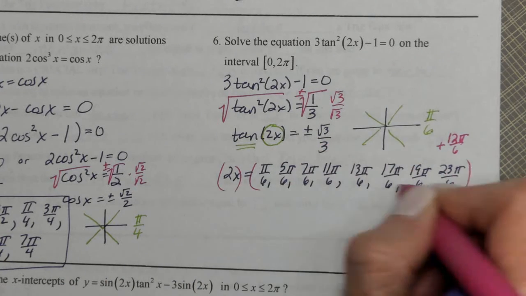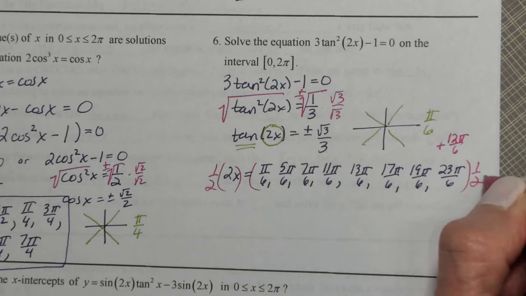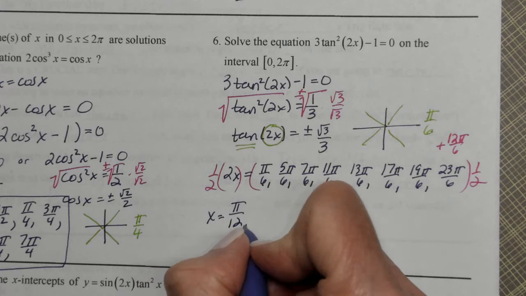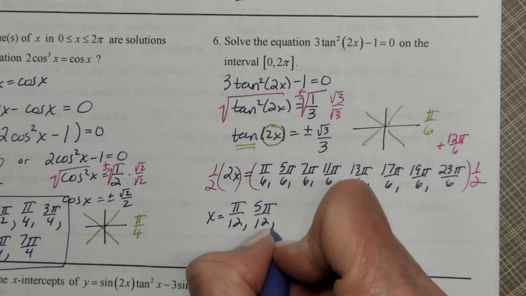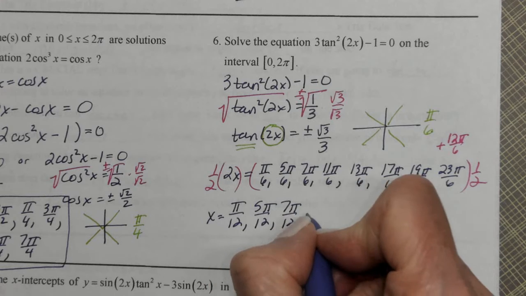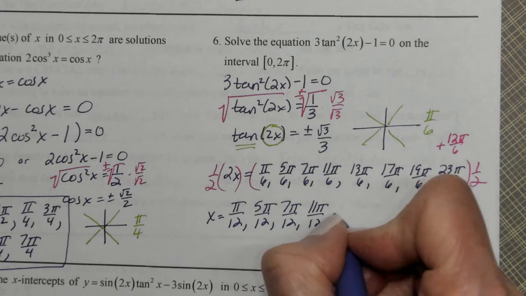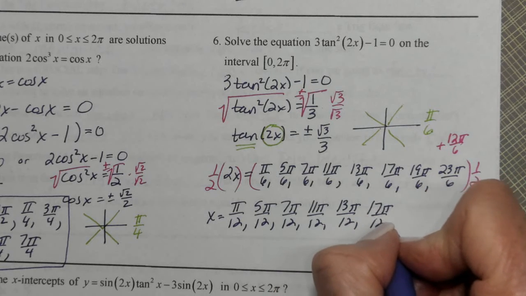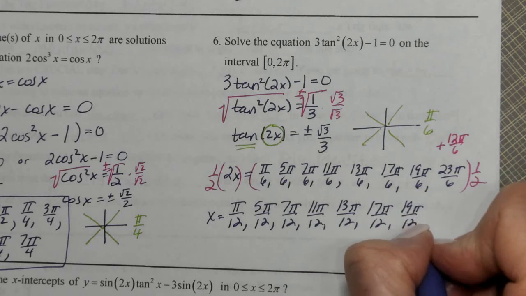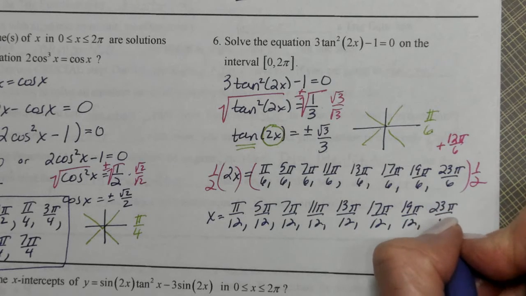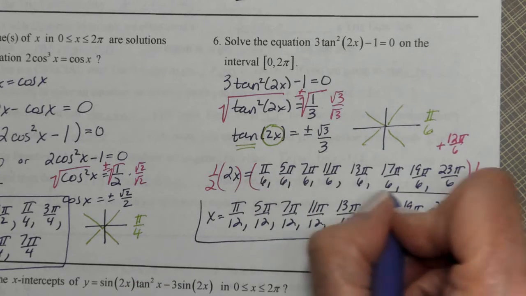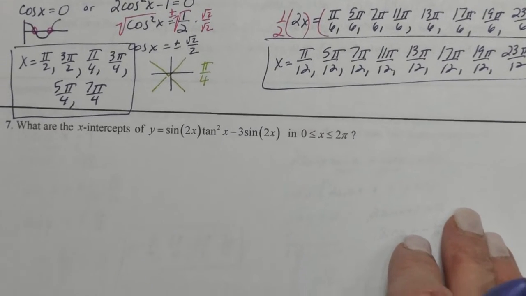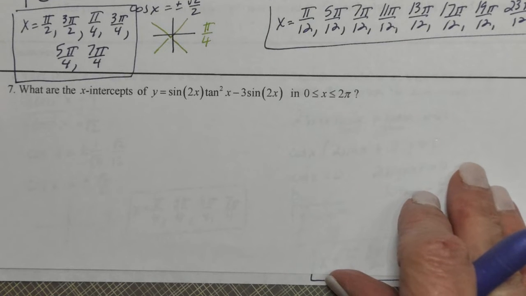Lastly, take half of both sides. And x will be pi over 12, 5 pi over 12, 7 pi over 12, 11 pi over 12, 13 pi over 12, 17 pi over 12, 19 pi over 12, and lastly 23 pi over 12. All my x values, none of which can be simplified or reduced. Last example.